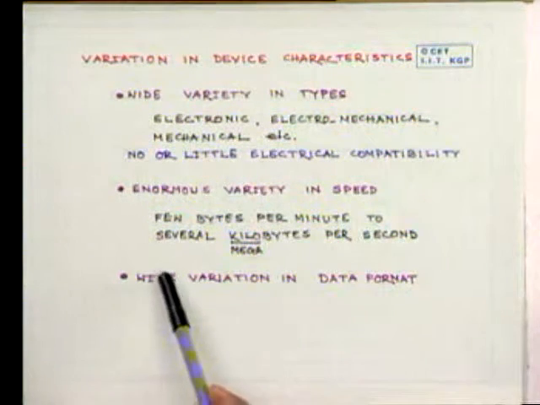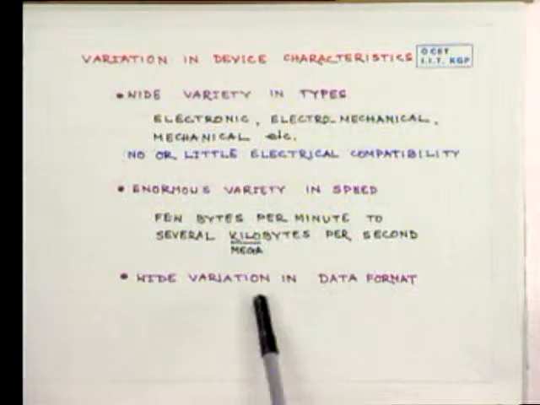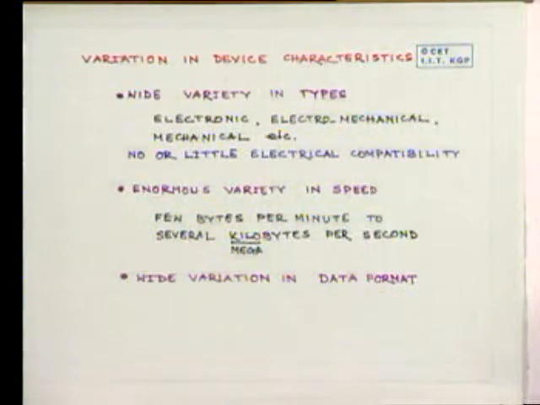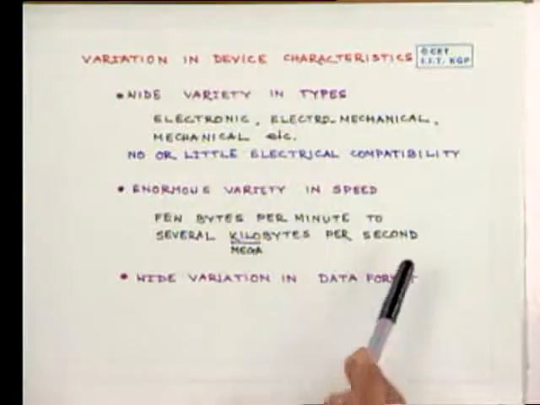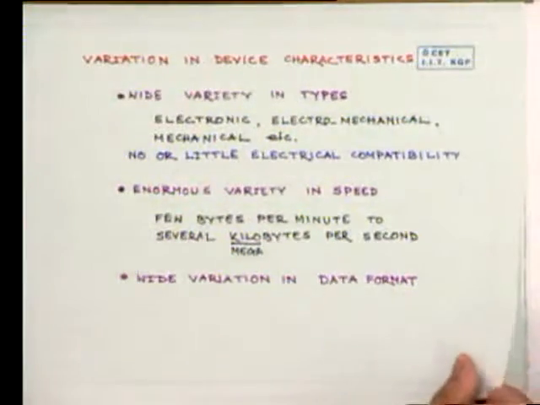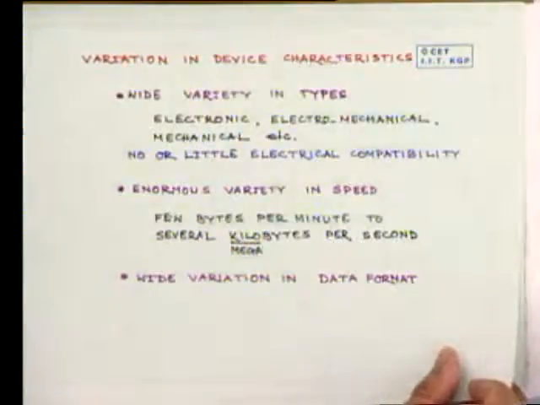There can be wide variations in data format as well. For example, in the case of a keyboard, there is an 8-bit data with a leading and a trailing bit, whereas in the case of an input from, say, disk, it's a half a kilobyte data with leading information, trailing information, including error correcting information. Therefore, all these have to be taken into consideration when I/O is interfaced and input-output data transfer is considered.